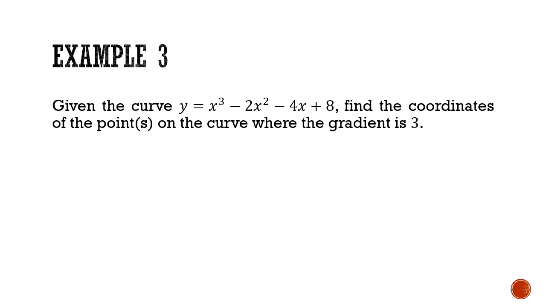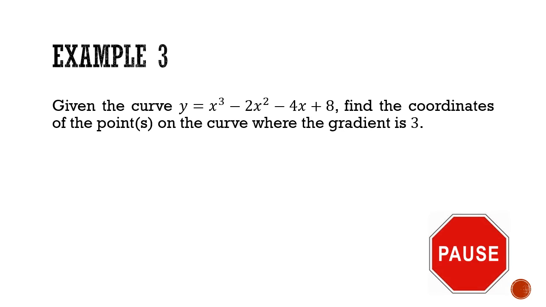So in example 3, I have a curve y equals x cubed minus 2x squared minus 4x plus 8. So this is a cubic equation. I want the coordinates of the points on the curve where the gradient is 3. So pause the video here and give this question a good try.